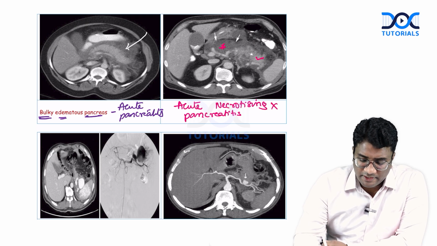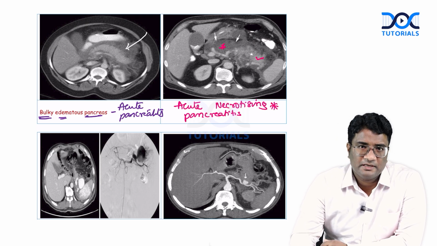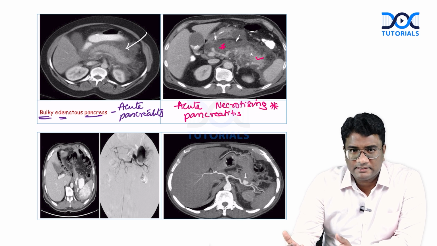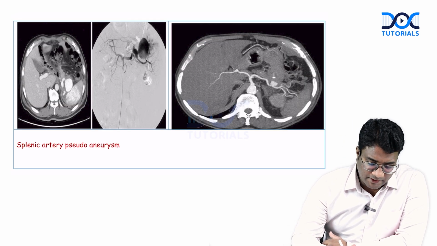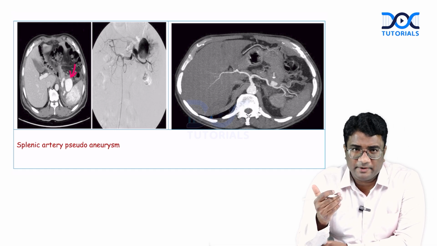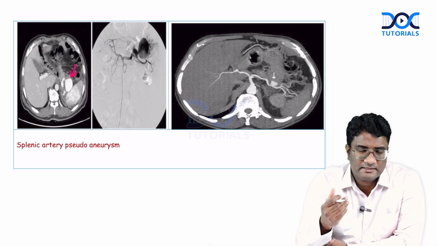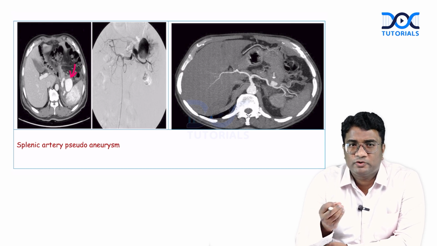And when you have such very virulent acute necrotizing pancreatitis in the patient, it produces lot of tissue necrosis and damage to the adjacent vessels. And the common vessel that is damaged is the splenic artery, because it is very closely related to the body of pancreas. In acute necrotizing pancreatitis, the wall of the splenic artery gets damaged, producing a splenic artery pseudoaneurysm.